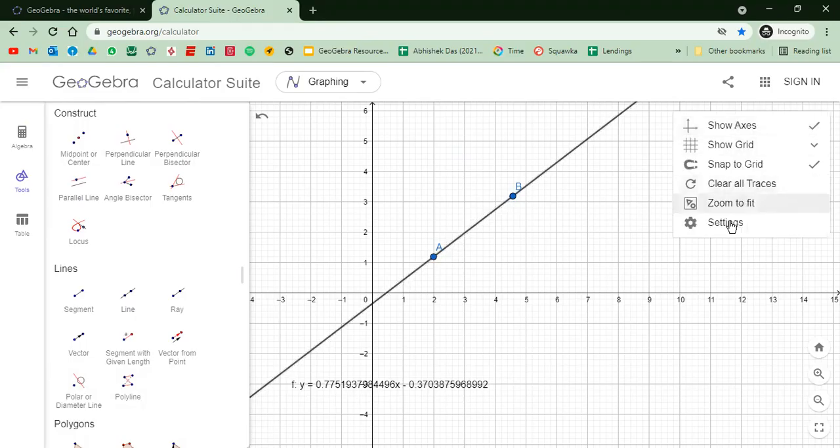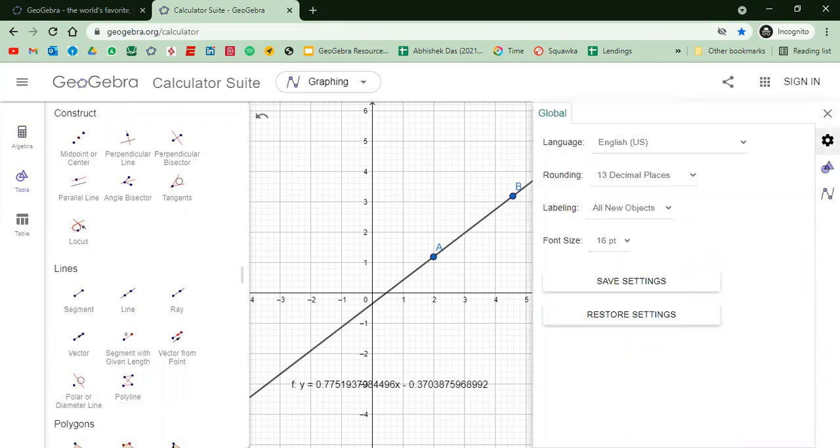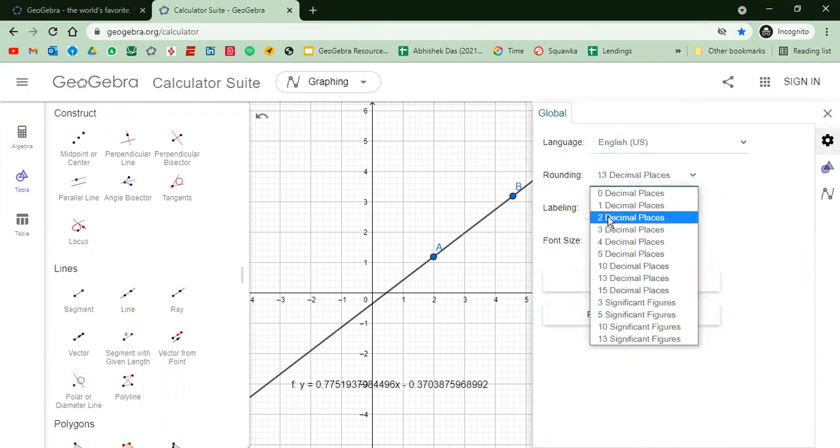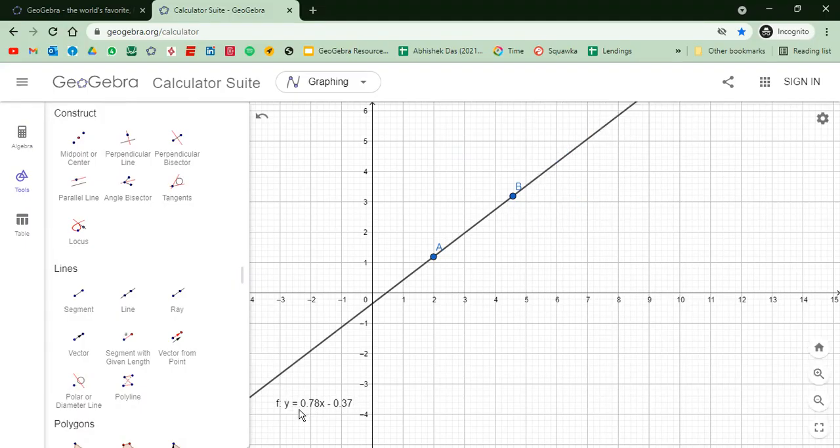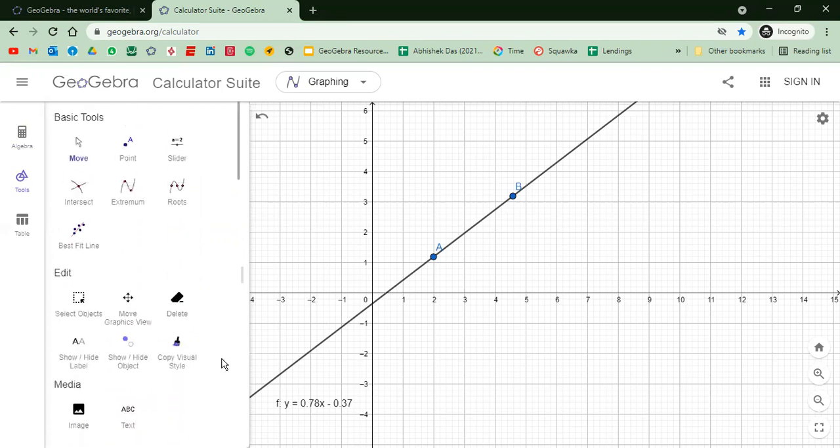So what we're going to do is go to the settings, and as usual, we'll bring the decimal to 2 places. So the equation of this line is y equal to 0.78x minus 0.37. This is the slope intercept form of a line. 0.78 is the slope and minus 0.37 is the y-intercept. But what is slope? Now we'll see about that.